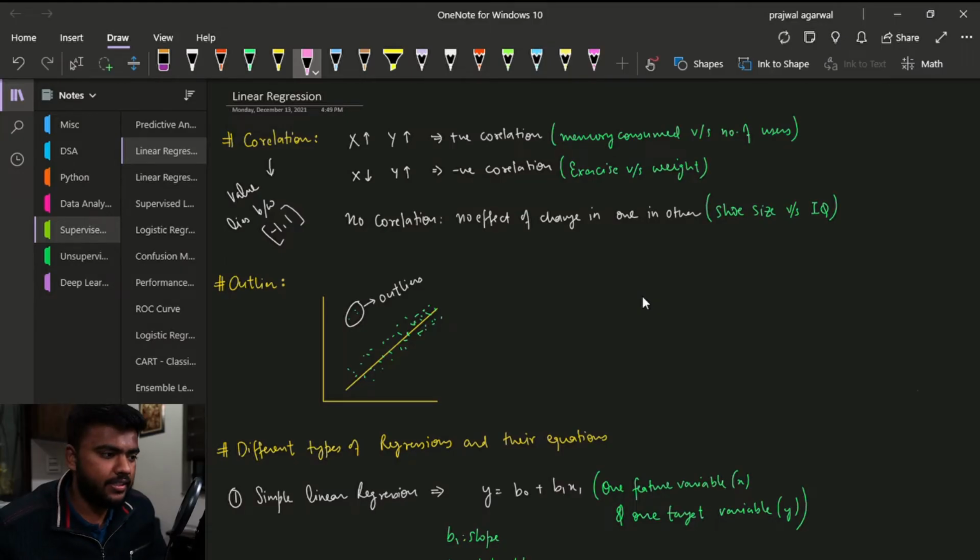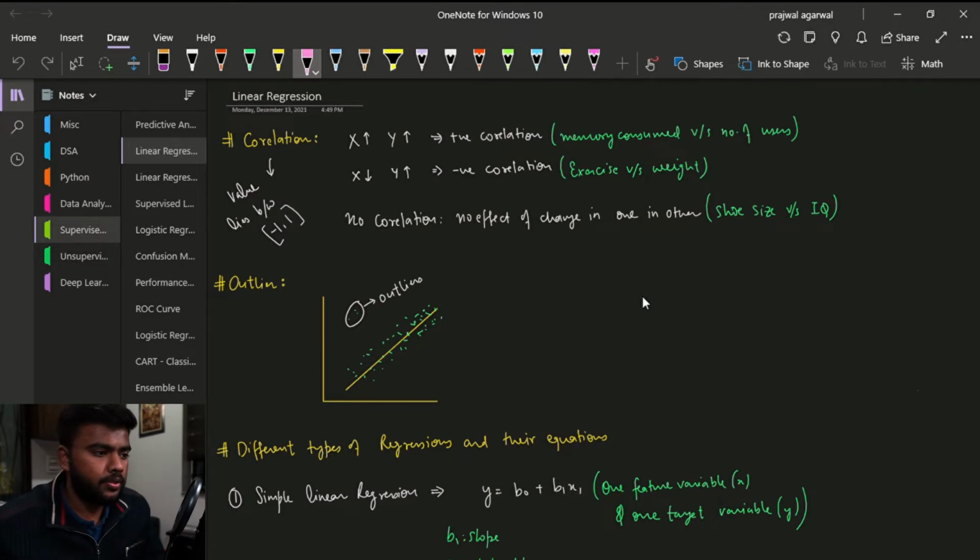Hi, in this video we are going to discuss linear regression. So when we are discussing linear regression, the first term that we deal with is correlation. So what actually is correlation? Correlation basically defines how two features are related with each other.